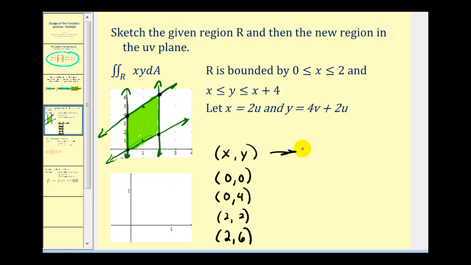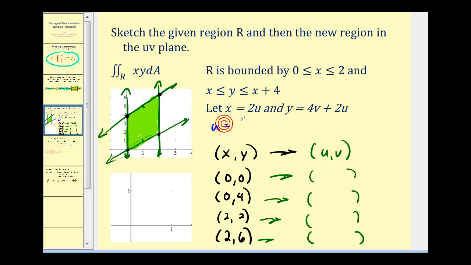Now I want to determine what the vertices would be in the uv coordinate system. So let's go ahead and solve this equation for u. We would have u equals x divided by 2. Let's go ahead and solve this for v. So we'd first subtract 2u and then divide by 4. If we sub in x over 2 for u, we would have (y minus x) divided by 4. So we'll use these two equations to find the vertices in the new coordinate system.